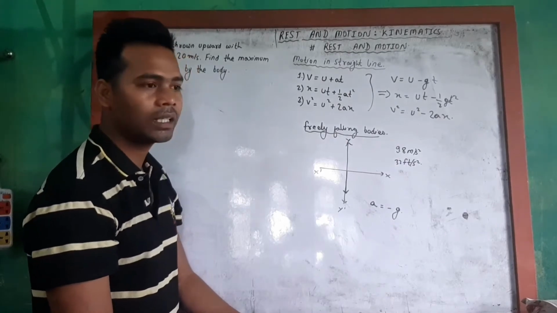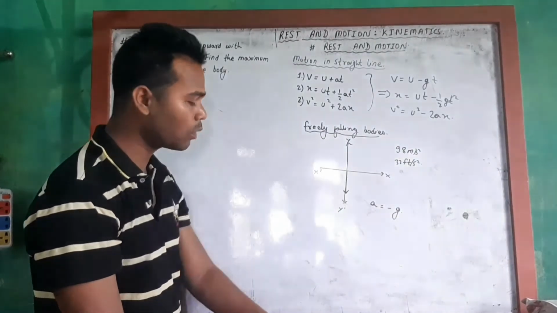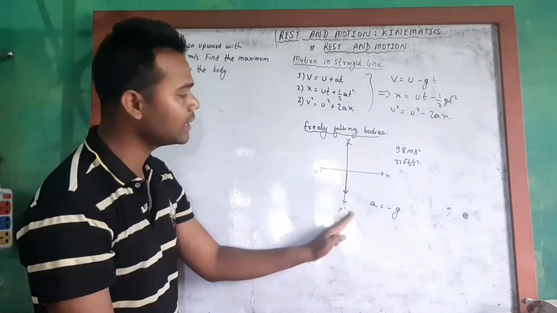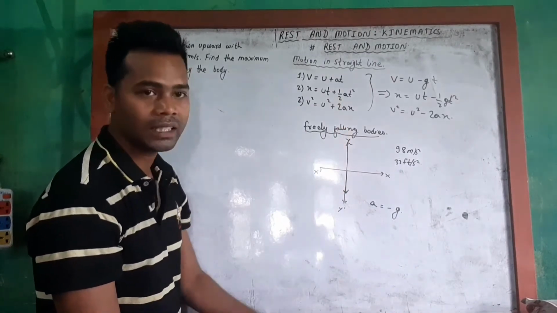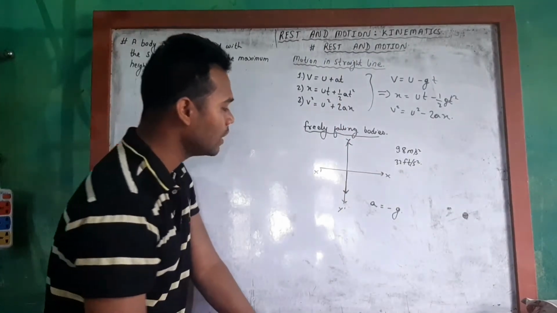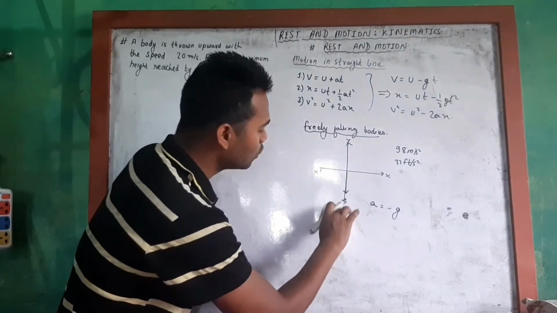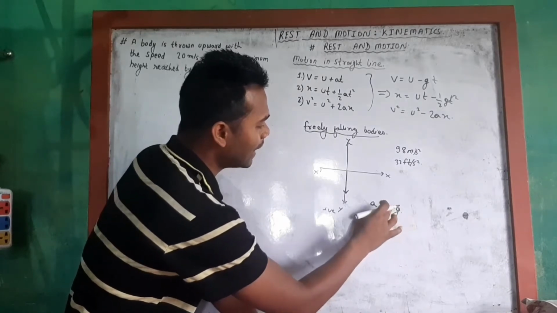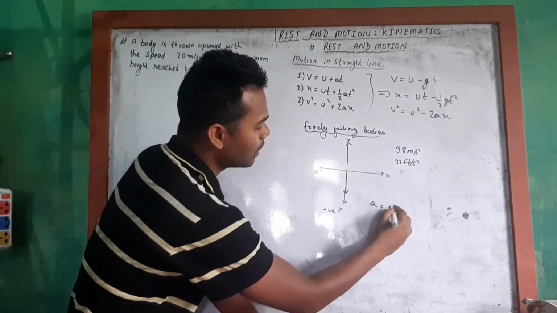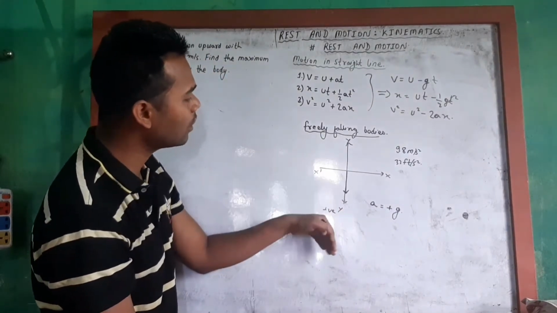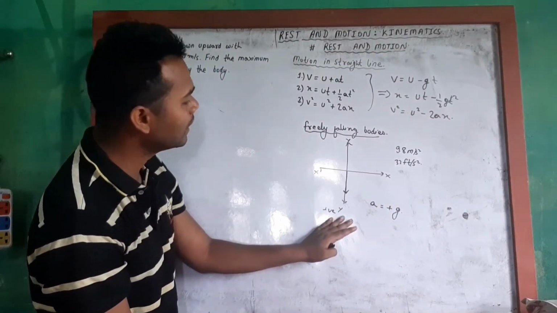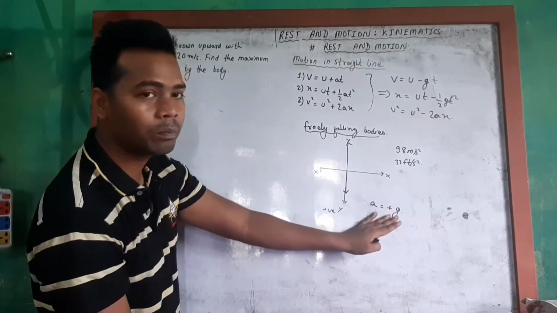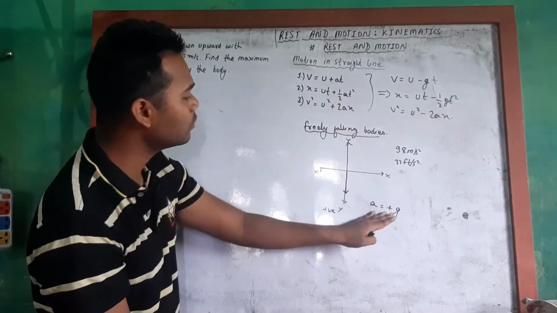And in some cases, to handle the problems in an easy way, we can consider directly downward as the positive y-axis and directly upward as the negative y-axis. In those cases, if we consider directly downward to be the positive y-axis, then the acceleration will be plus g.